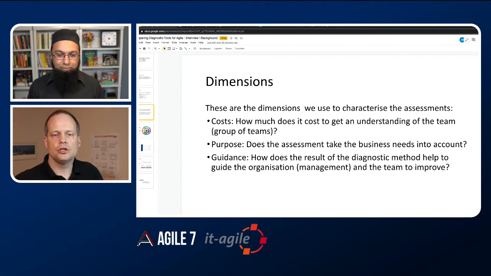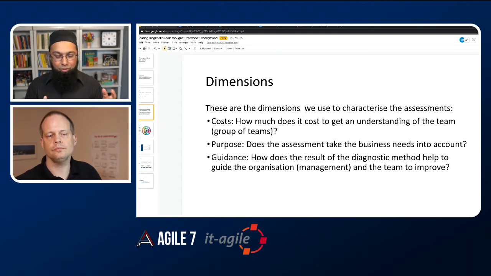The second dimension is purpose. So, how does the assessment take into account the area that you're working in? How does it help you in answering the questions that are most important for you? And the third category is actually guidance. So we not only want to assess and then be left alone with the results or with the raw data, we would like to be guided in how do we now start an improvement process? How do we make sure that our team gets better over time? And how do we then continue with maybe assessing or improving the team?